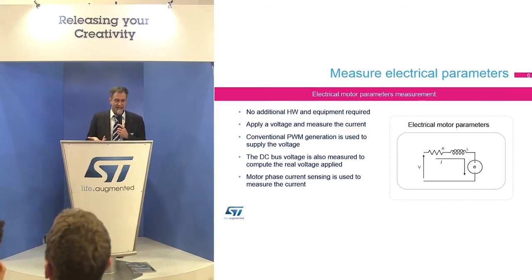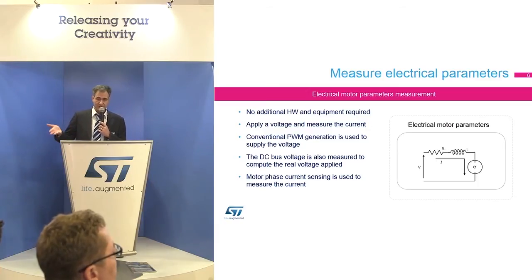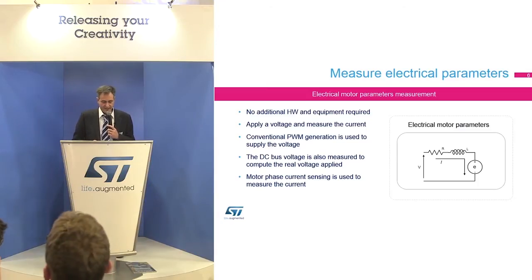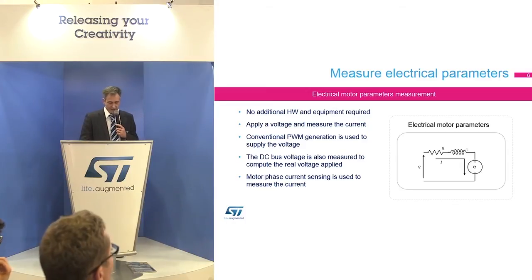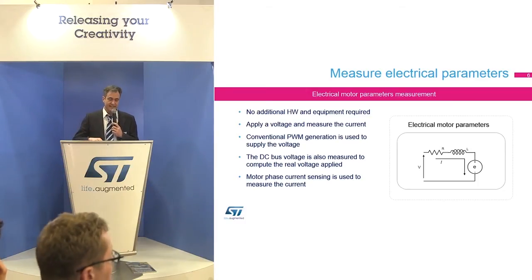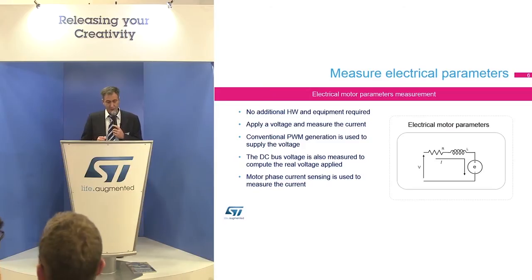How is the measurement done? Of course, by applying some voltage. We have an inverter, so we can apply some voltage, and we can measure the current that flows into the motor. It is the same current sensing network that is required to drive the motor. So basically, we do the same thing. To apply the voltage, we use the classical PWM generation, and we measure the DC bus voltage in order to convert the applied duty cycle into a voltage command.